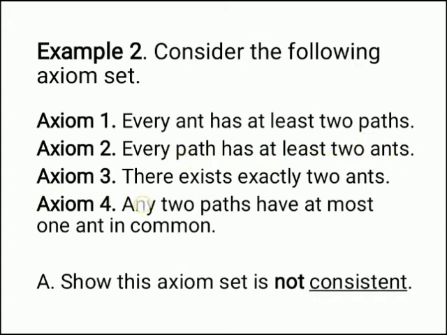So, axiom 3, there exists exactly 2 ants. So, hindi siya lalagpas at hindi siya bababa sa 2 langgam. So, axiom 4, any 2 paths have at most 1 ant in common. So, bawat 2 daanan daw, have at most. The word at most means not more than one. So, hindi dapat siya lalagpas sa isa. Yung common na ant dun sa dalawang paths.